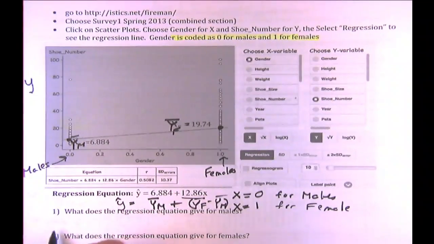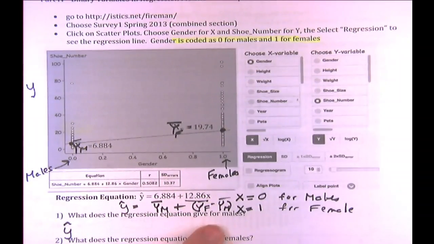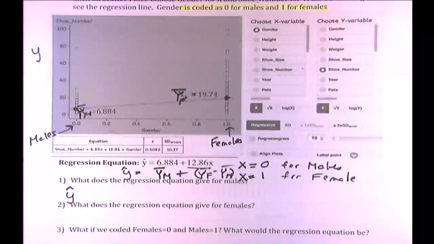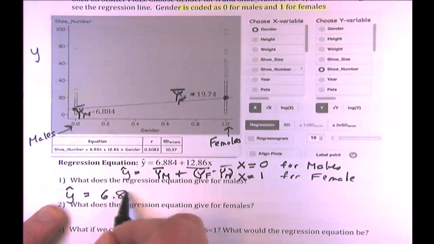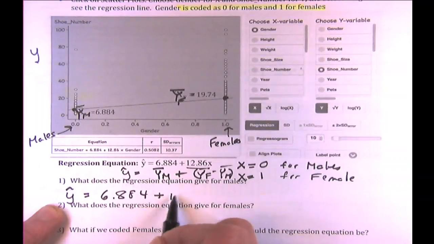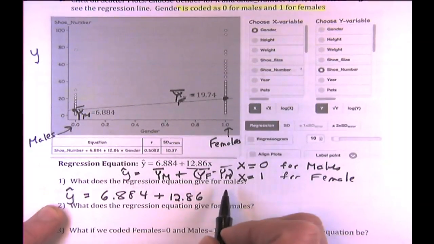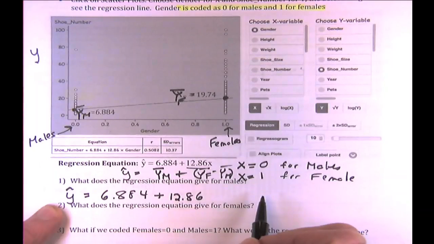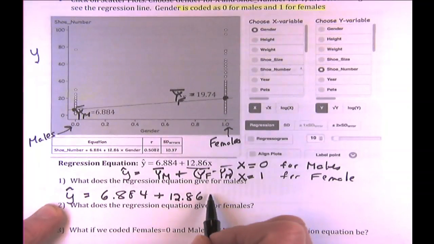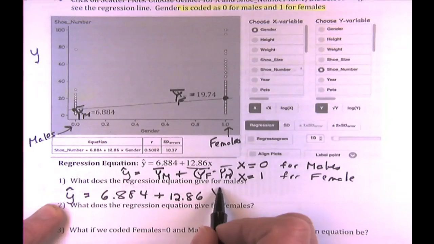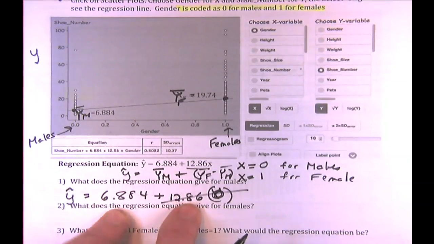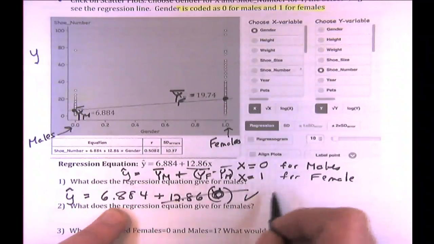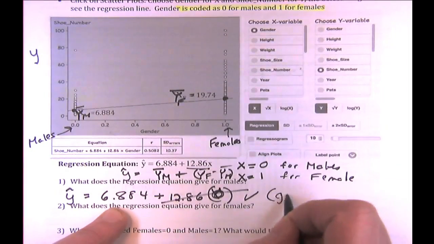Let's do it right here. It's much easier to see. So what does the regression equation give for males? Let's just look at that. Y equals 6.884 plus 12.86 times what? X. And X is what when you're a male? X is 0. So that's what you get. Does that give what we want? Yes. That gives the male average. That's what we want.